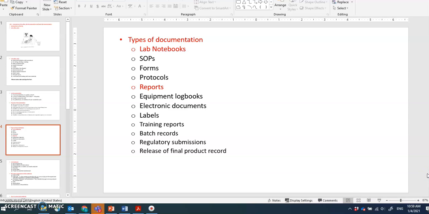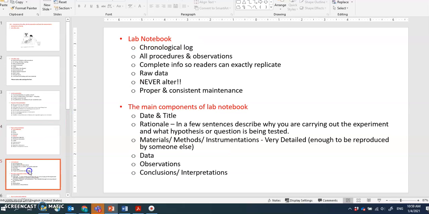And then release a final product record. Again, if you're working for a company, you have to have a final product record that goes with the product. So there are so many different documentation that are really important. So out of these, you will be practicing lab notebook and the reports in this course. So you should know how to generate those.